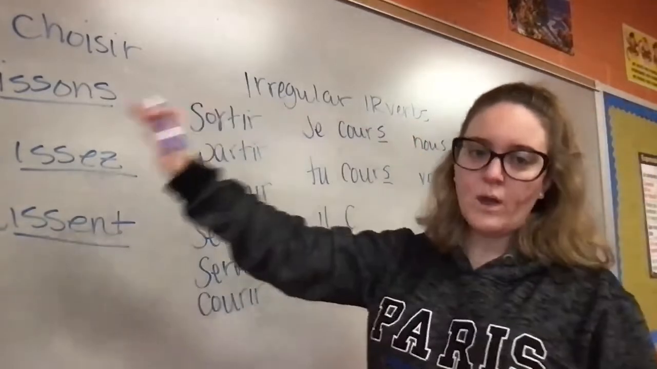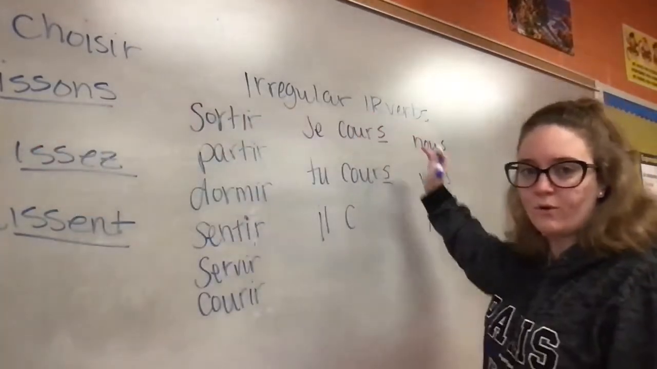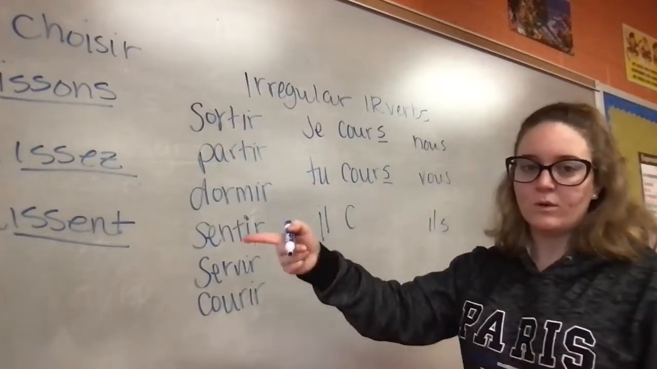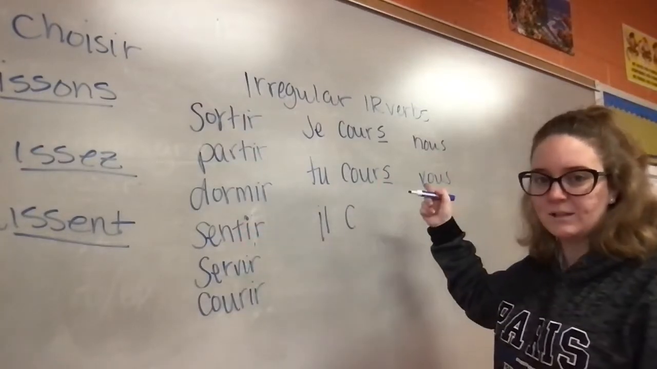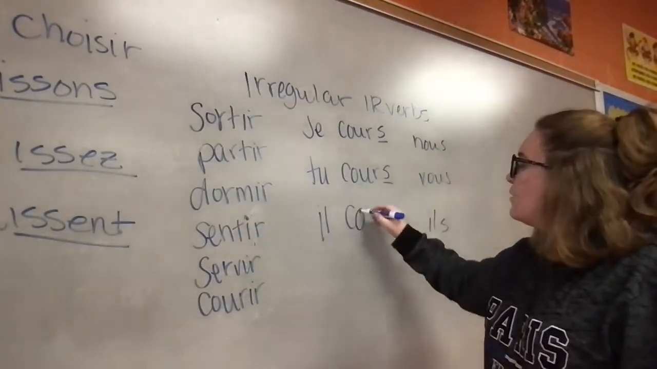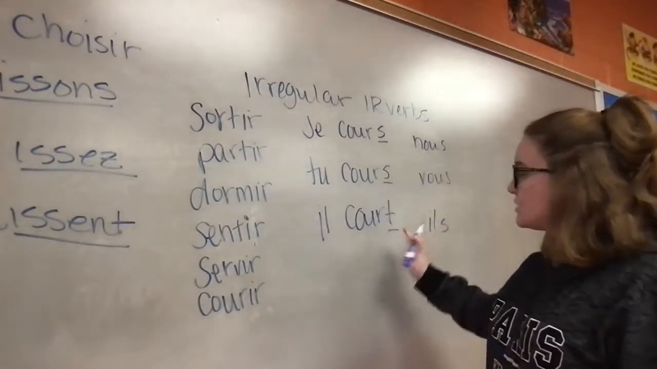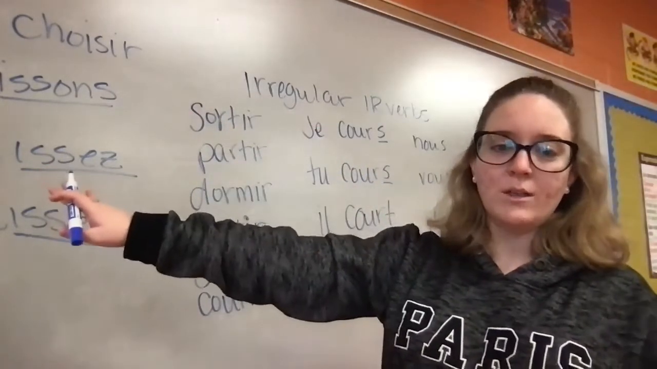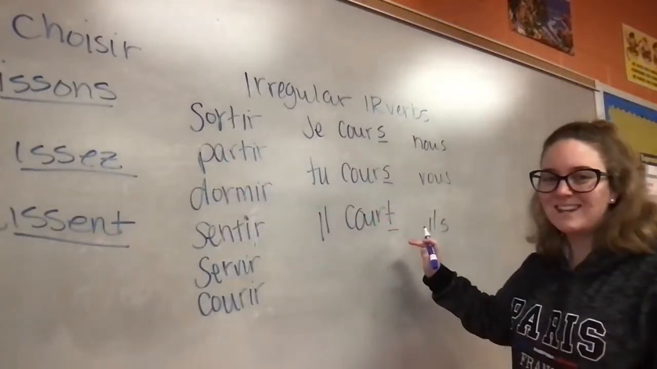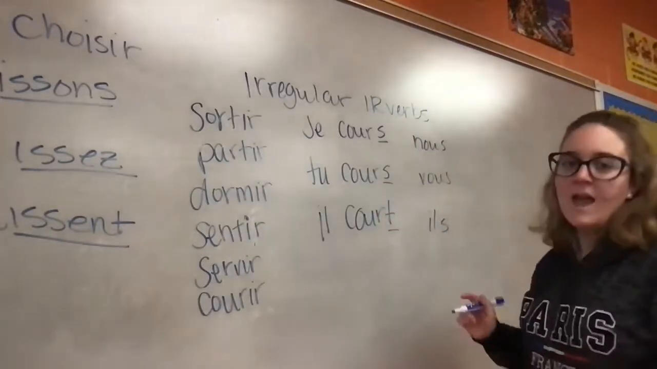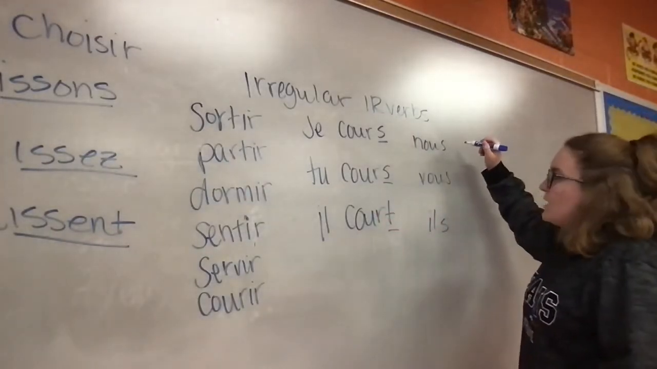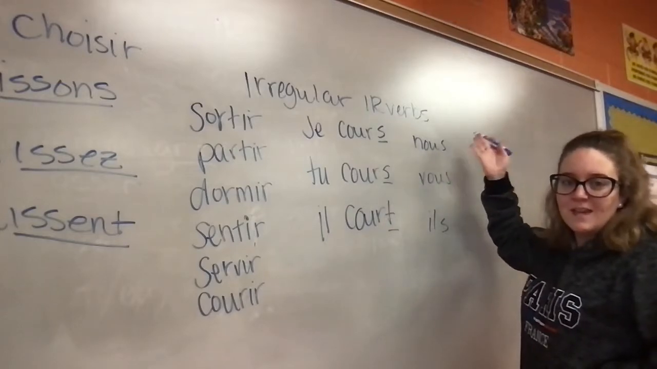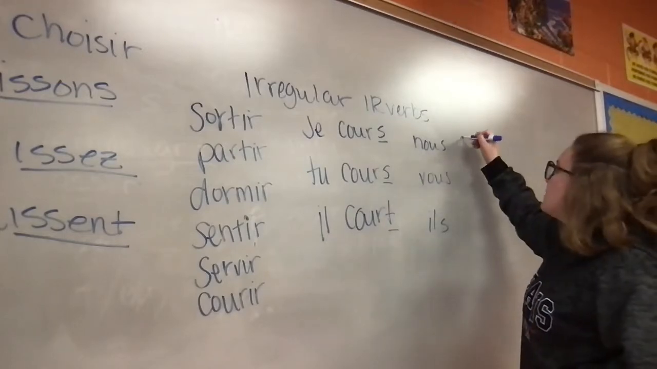Again, just like with regular IR verbs, the je and the tu form are exactly the same, but instead of adding IS like we do with regular verbs, we're just going to add an S, all right? With our il singular, we just have a T at the end. So instead of IT, which we have with the regular IR verbs, we just have a T with the irregular IR verbs. And then for the nous and ils, we're going to have our regular endings that we're used to: ONS, EZ, ENT, which makes it a little bit easier.